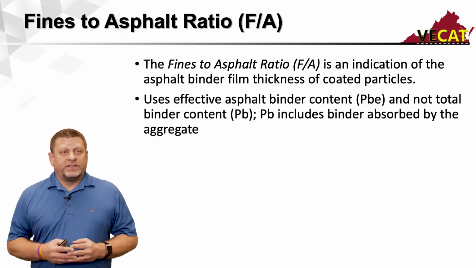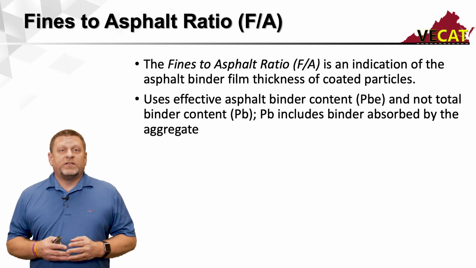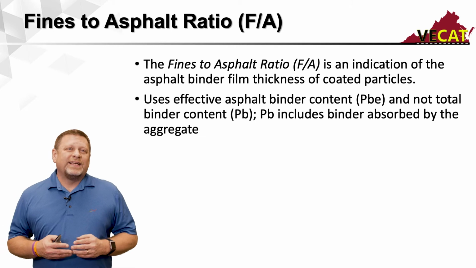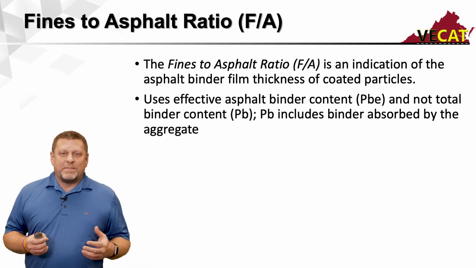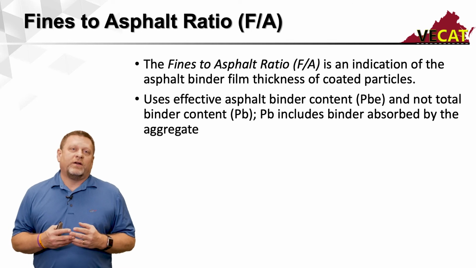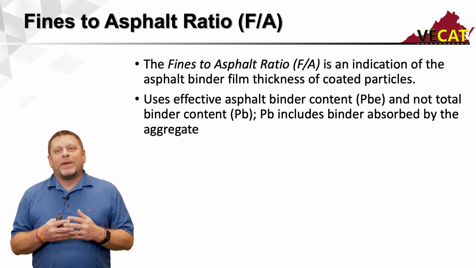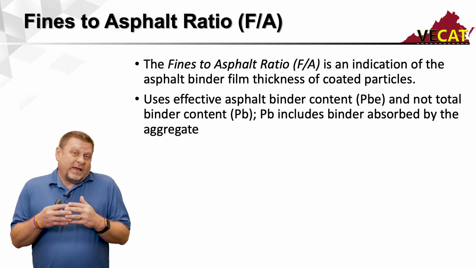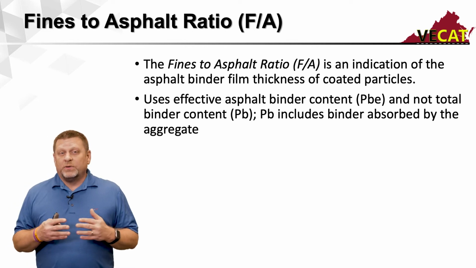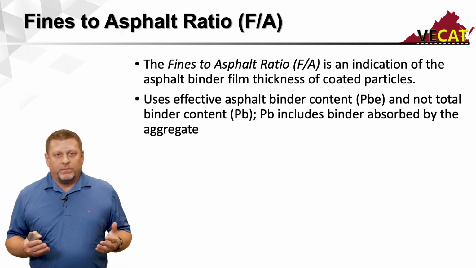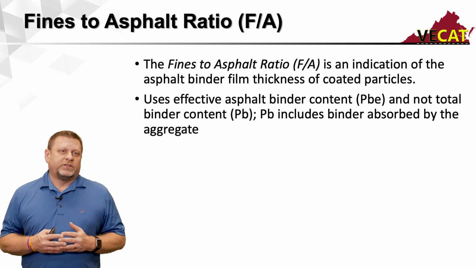Fines to asphalt ratio. Fines to asphalt ratio is an indication of the asphalt binder film thickness and on the coating of the particles. Basically, I like to think of it as a mastic, the combination of the asphalt binder and the very fine aggregate material that's in this, that combines to create a mastic. And you want to have enough mastic to make sure you're getting good performance, but too much of this mastic can also create problems, as we mentioned before. It can promote rutting and other issues.